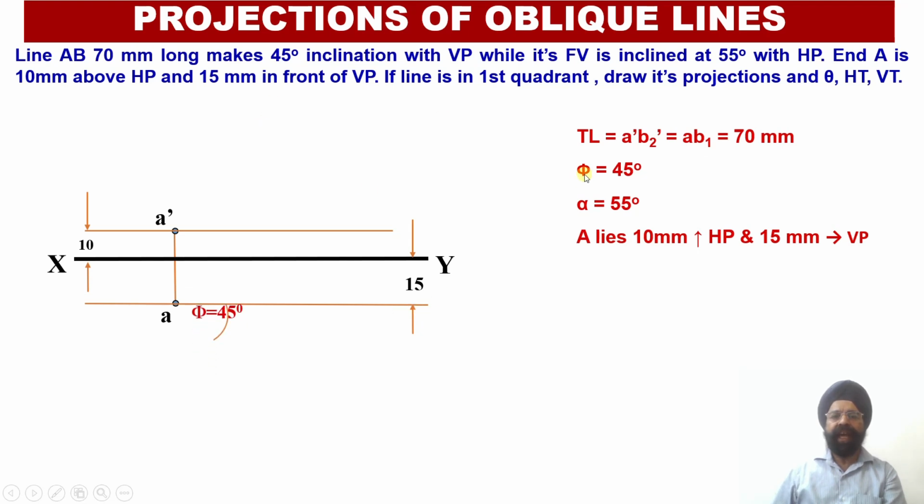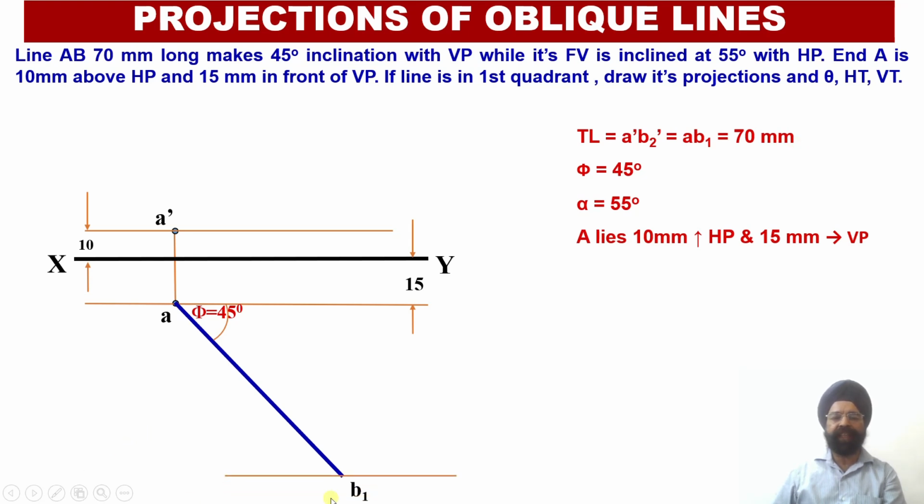Now we know that angle phi, that is the angle of inclination of the true length of the line in the plan, AB1, is equal to 45 degree. So we have marked this angle phi, 45 degree, through this point A over here. Through this point A, we have measured the angle of inclination of the true length of the line, which happens to be 70 millimeter long. Now we are going to mark the true length of the line equal to 70 millimeter. So AB1 we have marked as 70 millimeter in the top view projection.